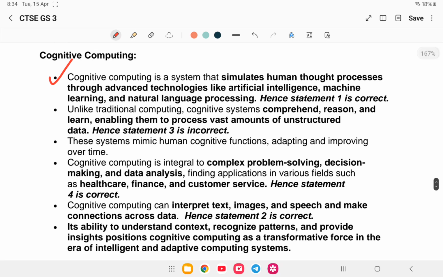So cognitive computing is a system that simulates human thought processes through advanced technology like AI, machine learning and natural language processing. Unlike traditional computing, cognitive systems comprehend, reason and learn, enabling them to process vast amounts of unstructured data. So the answer is what? Option number C. Next question.